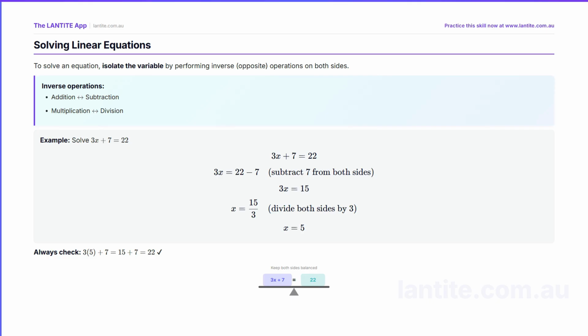First, subtract 7 from both sides to get 3x equals 15. Then, divide both sides by 3 to get x equals 5. Always check your answer by substituting it back into the original equation. 3 times 5 plus 7 equals 22. It checks out.